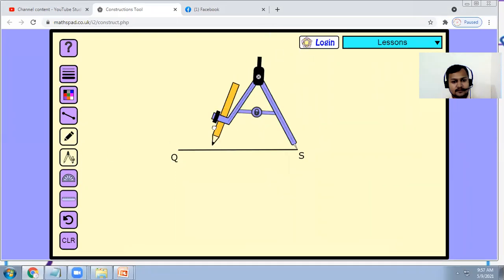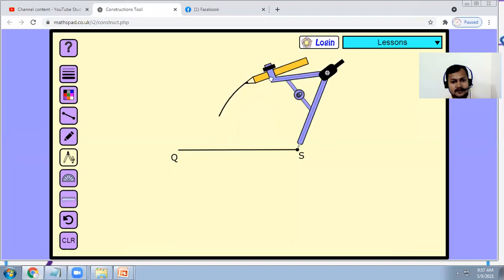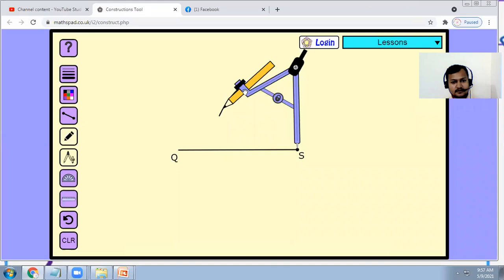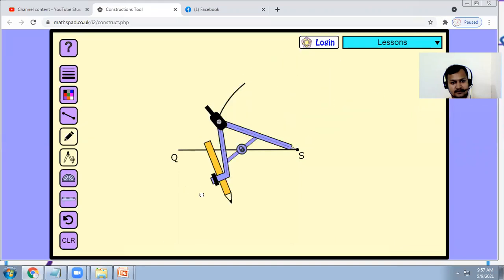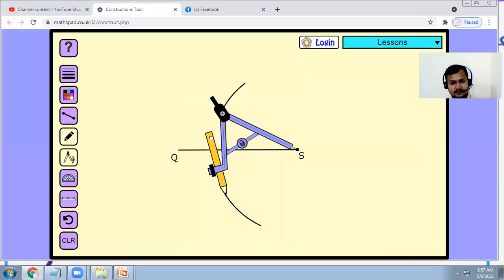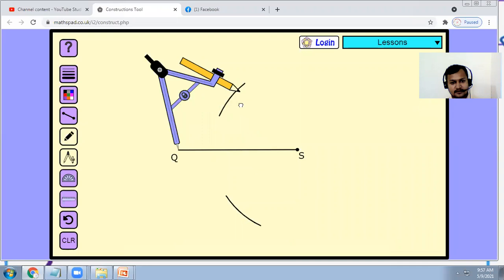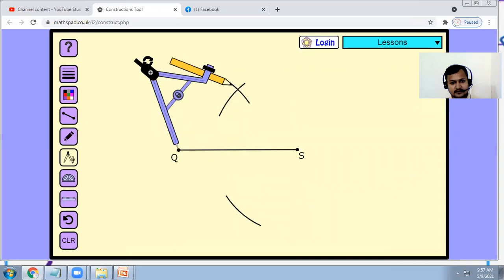So for finding the midpoint, we know the process. Draw an arc upward as well as the same arc downward, and draw the same arc from the opposite end also. From the opposite end Q, we have to draw the same arc, up as well as down.